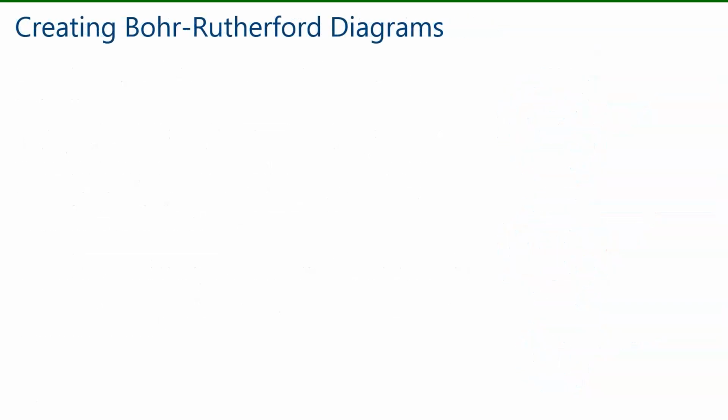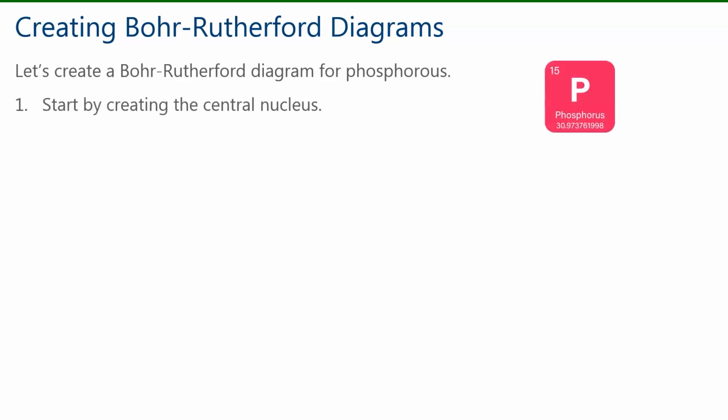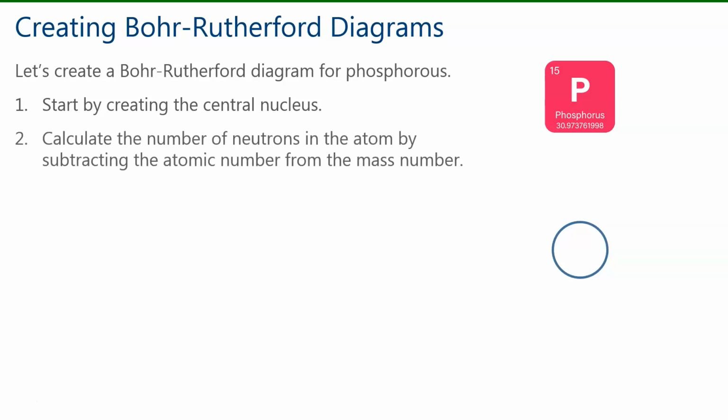Next, let's review how to create Bohr-Rutherford diagrams, also called energy level diagrams. Let's create a Bohr-Rutherford diagram for phosphorus. The first thing we'll do is start by creating the central nucleus. We're going to draw a circle for that. Next, we'll calculate the number of neutrons in the atom by subtracting the atomic number from the mass number.